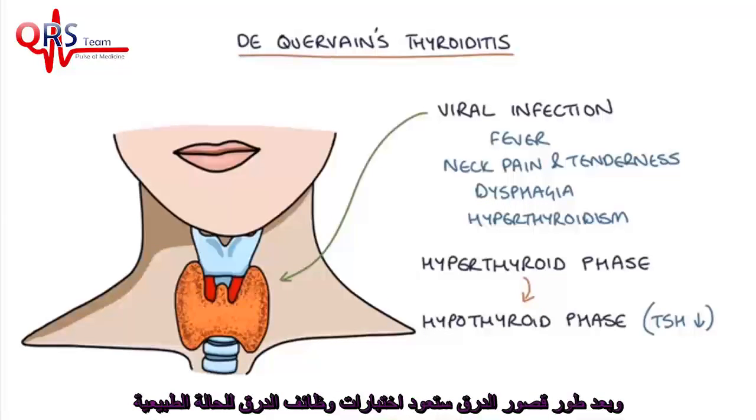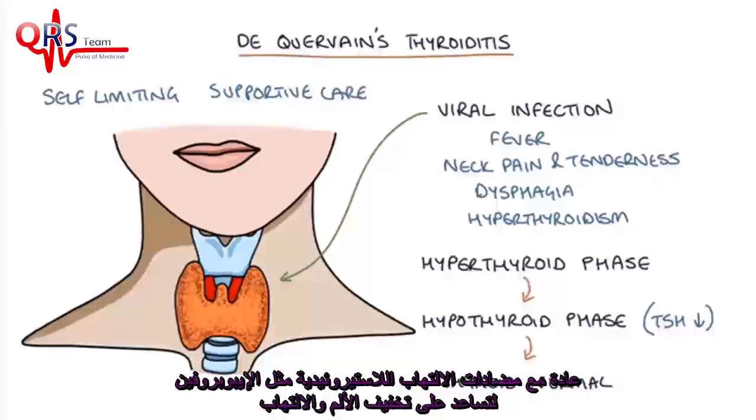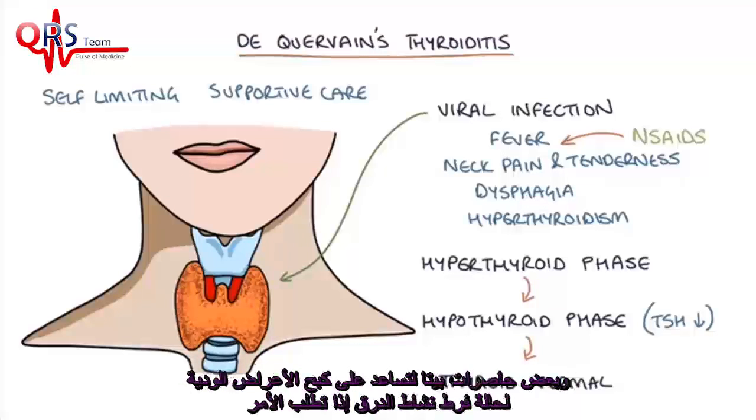And then after the hypothyroid phase, thyroid function tests will return to normal. And this is a self-limiting condition, and all that's really required is some supportive care, usually with non-steroidal anti-inflammatories like ibuprofen to help with the pain and the inflammation, and some beta blockers for symptomatic relief of the hypothyroidism if required.